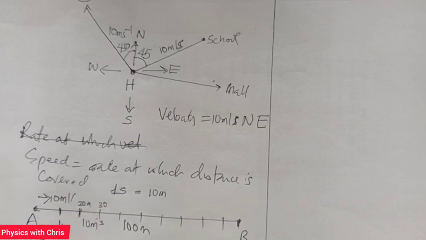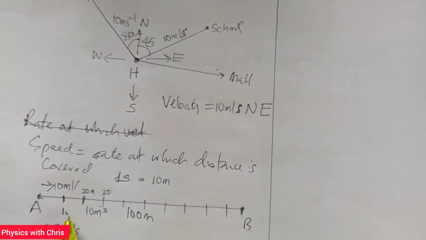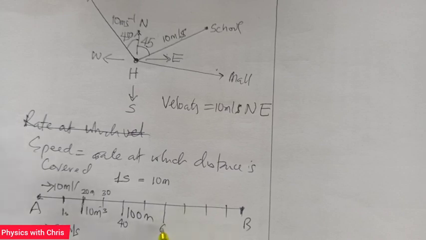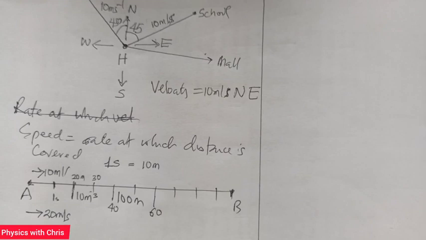But if you decide to increase your speed to cover the same distance, probably increase the speed to 20 meters per second, you discover that after 1 second, you have covered a distance of 20 meters. After 2 seconds, you have covered a distance of 40 meters. After 3 seconds, you have covered a distance of 60 meters. So as you increase your speed, you cover that distance in a shorter time. So the greater your speed, the shorter the time taken to cover the same distance.